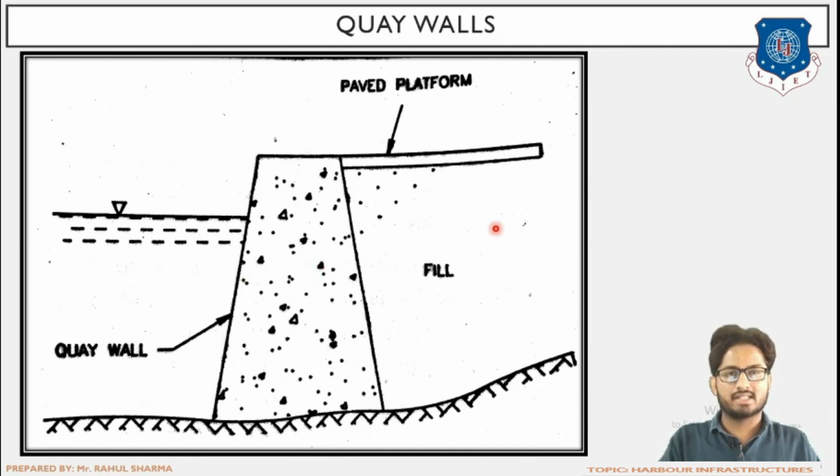So here, as we can see clearly, the water is at a different level and the earth is at a different level. The earth is at a higher level than that of water. So basically, as both are existing at different levels, the quay wall is constructed. A concrete structure is constructed which will separate water and earth at different levels.